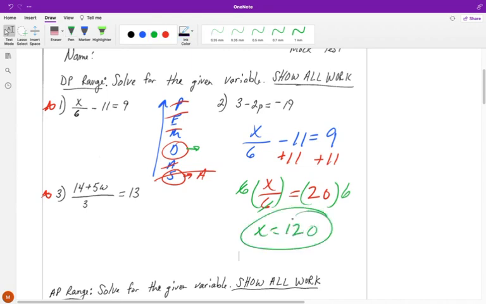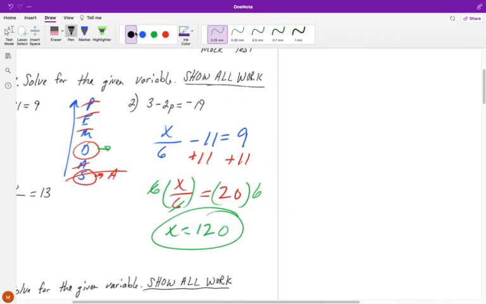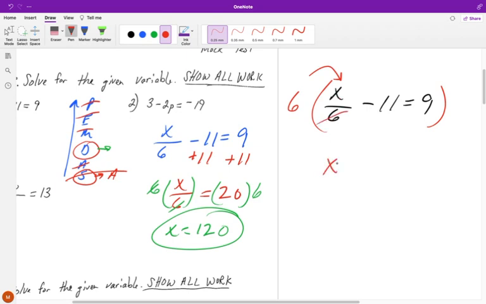And we learned a different method now when we have fractions. If we wanted to, in this case we could get rid of our fraction to begin with. And we see that the only fraction we have is 6. So if I multiply everything by 6, well, when I do 6 times x over 6, it's going to cancel and just give me x. 6 times 11 is minus 66. And 6 times 9 is then going to give me 54.